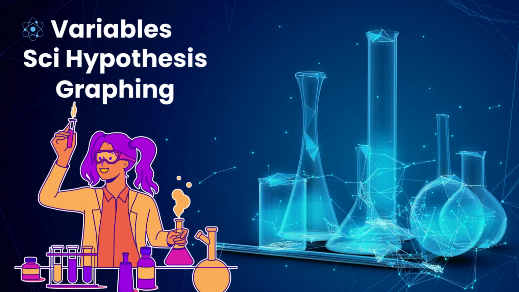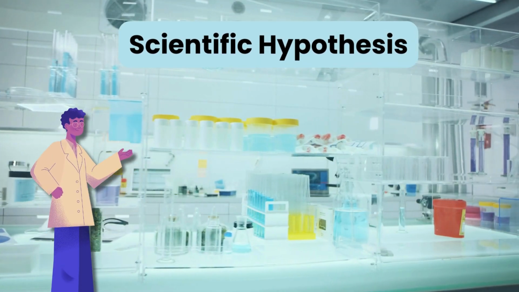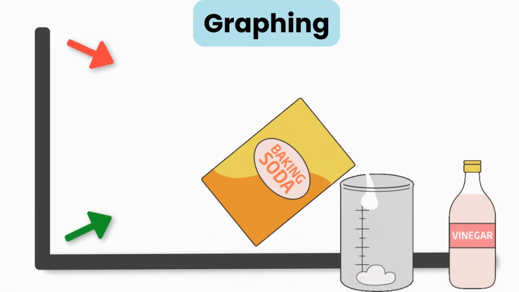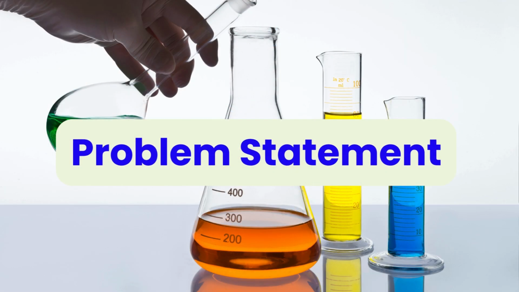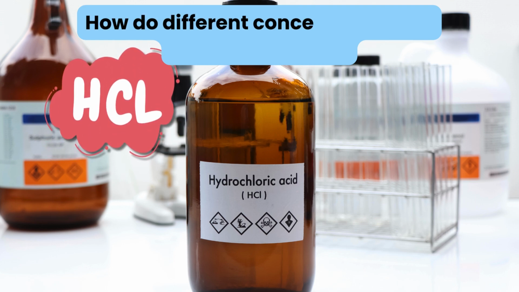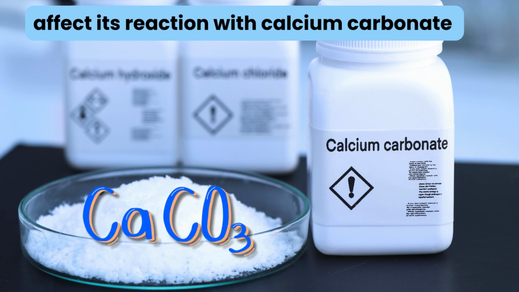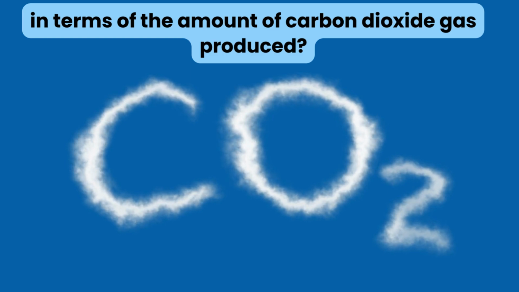Today we will dive into independent and dependent variables, formulate a scientific hypothesis, understand controls, and learn how to graph data in an experiment. Problem statement. How do different concentrations of hydrochloric acid affect its reaction with calcium carbonate in terms of the amount of carbon dioxide gas produced?